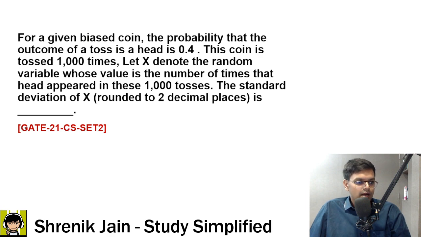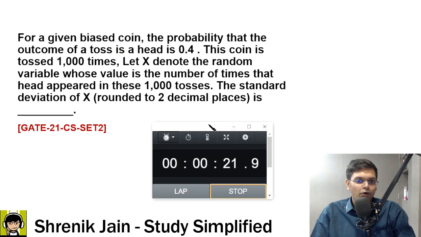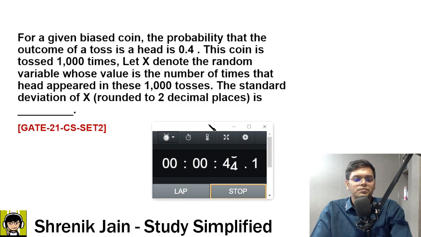Your time starts now. For a given biased coin, the probability that the outcome of a toss is a head is 0.4. This coin is tossed 1000 times. Let x denote the random variable whose value is the number of times that head appears in these 1000 tosses. The standard deviation of x rounded to 2 decimal places is what? 2021 Computer Science Set 2.